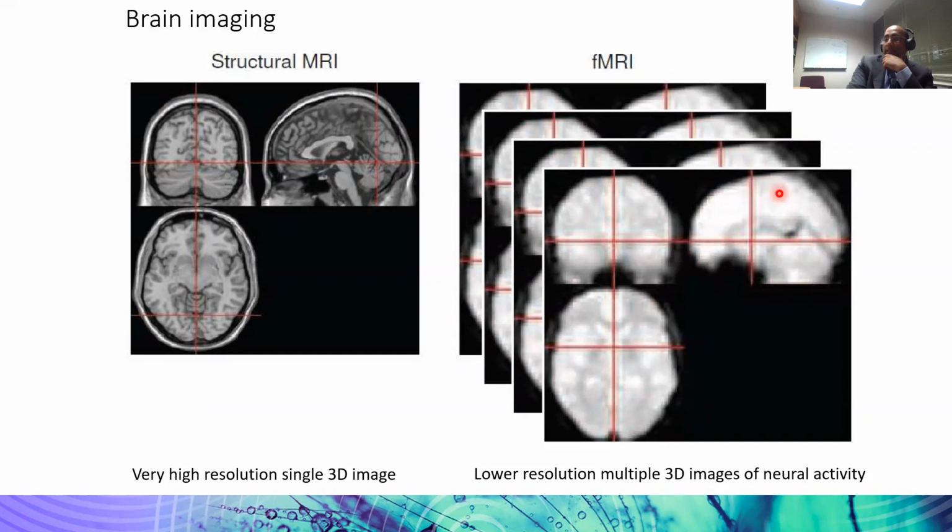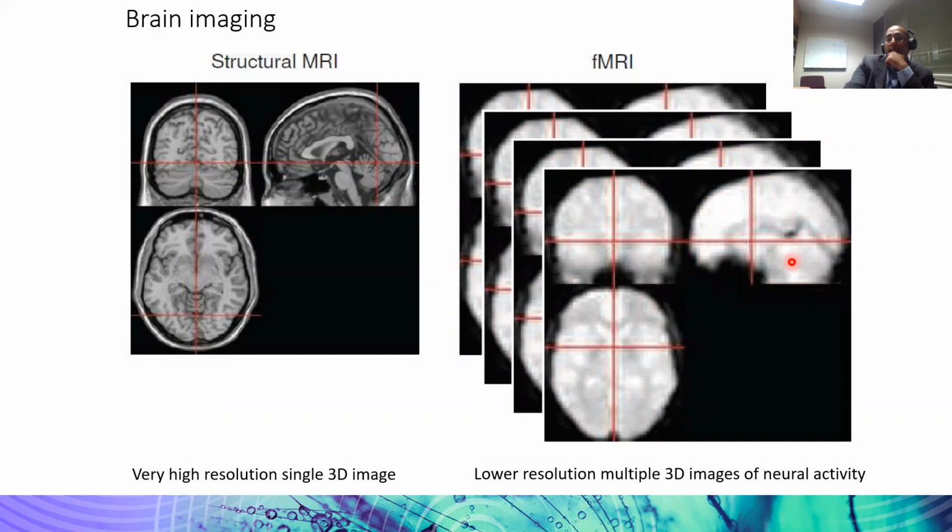records the changes in the oxygen level in the blood. So it uses this as a proxy for the neural activity. Remember, functional MRI is not directly measuring neural activity, but it is an indirect measure of neural activity. And that's important from the modeling perspective that I'll talk about a bit later.